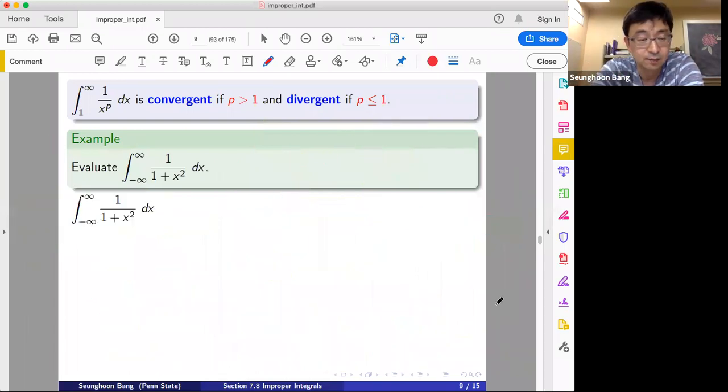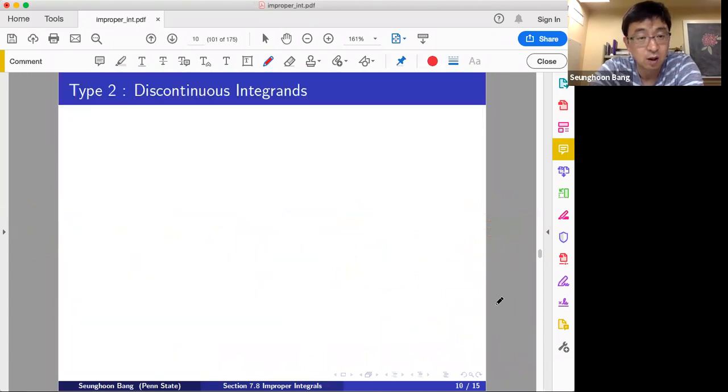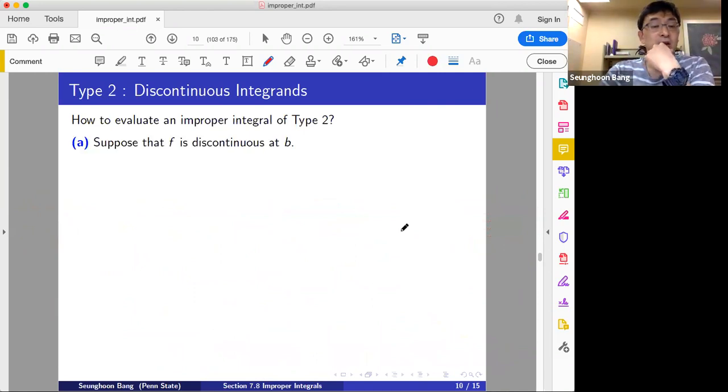The next type. This is like an explanation. The second type, the discontinuous integrand. So what does it mean? How can you evaluate an improper integral of type 2? What's type 2? The function f is discontinuous. The first case, suppose that function f is discontinuous at b. So how can you calculate this one?